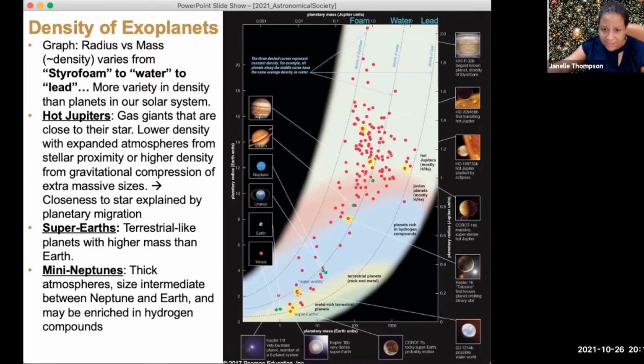Okay, these are just some examples of super Earths down here. And we have the mini Neptunes here. We have some hot Jupiters over here, very dense, light, low density planets. Okay, so exoplanets, a bit more diverse than the planets we know and love in our solar system.